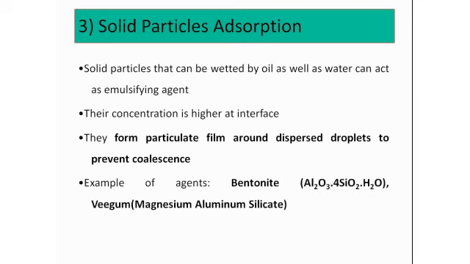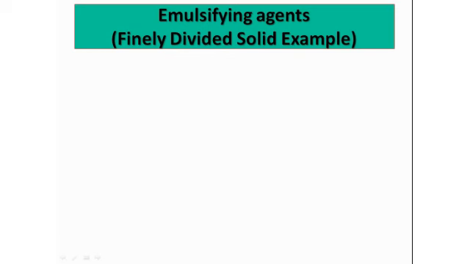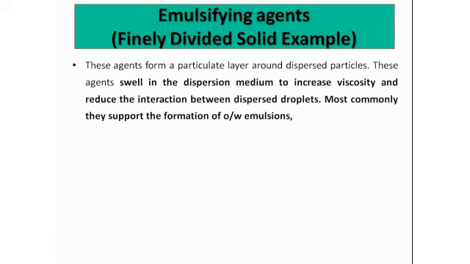Examples of solid particles you can use are bentonite and Veegum. Veegum is magnesium aluminum silicate; Veegum is a trade name. You should know Veegum is magnesium aluminum silicate. Again I repeat, these agents form a particulate layer over the dispersed phase. These particulate agents swell in the dispersion medium to increase the viscosity, and they reduce the interaction between the dispersed droplets.